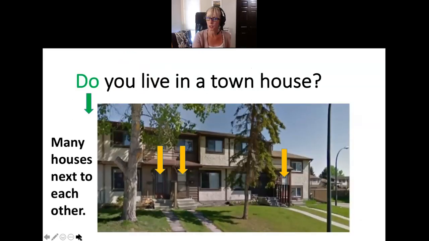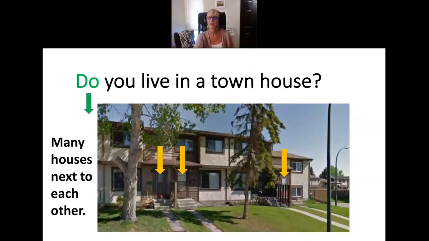Do you live in a townhouse? Do is now. Look at the picture of a townhouse. I can see 1, 2, 3. There's actually four doors. A townhouse is many small houses next to each other. They share a wall. In Canada, we call this a townhouse.